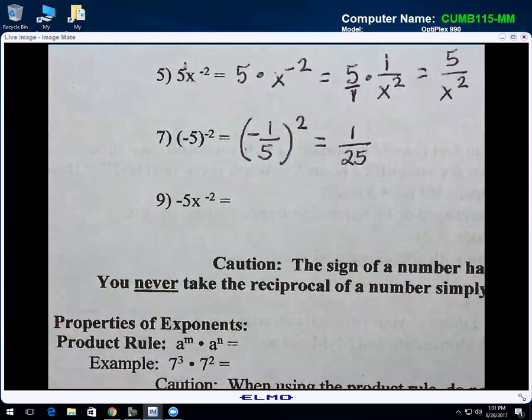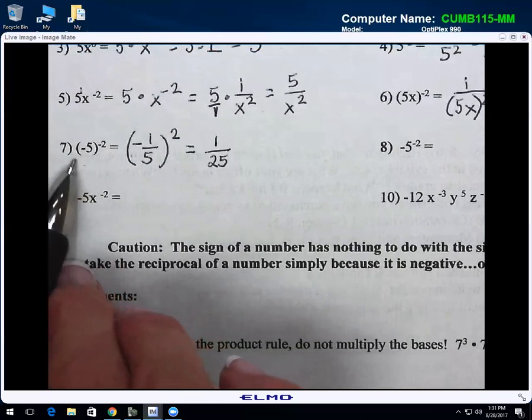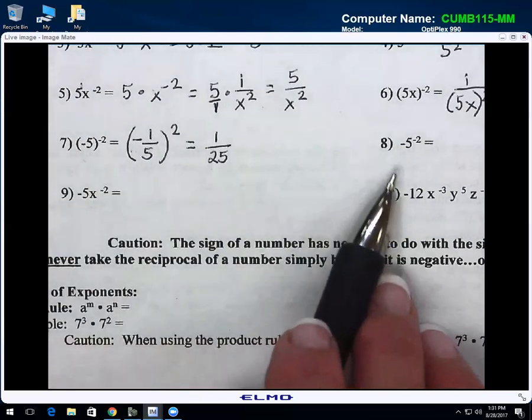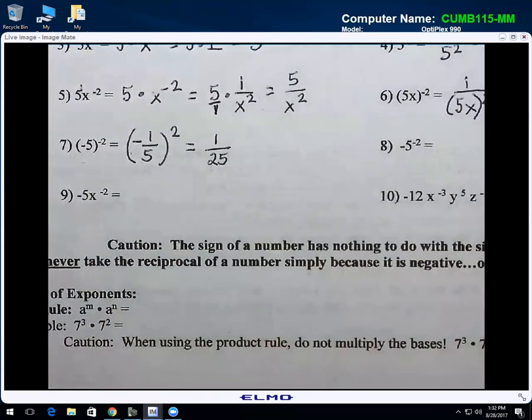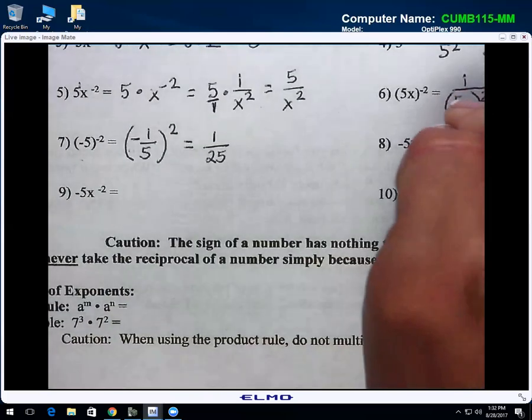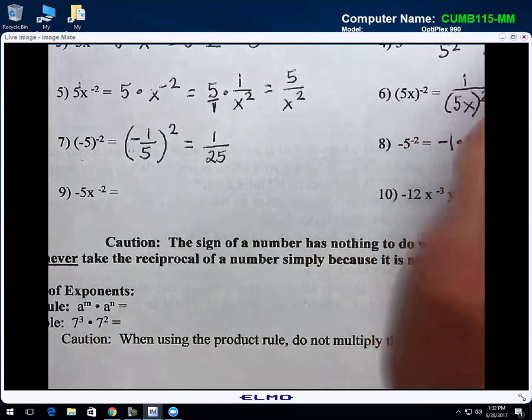Any questions about that one? What's the difference between number 7 and number 8? Parentheses. The 7, the negative was part of the base. Number 8, the negative's not part of the base. If I need to make my eyes see that clearly, I can write it as -1 times 5 to the -2.